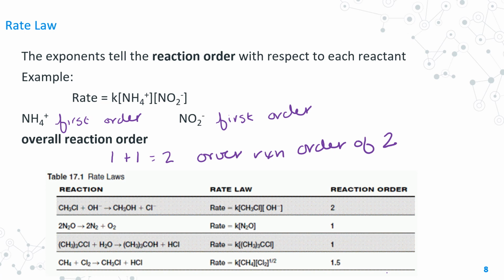If we look at some of the examples down here in our table, here we have a reactant that's first order and a reactant that's first order, so my overall reaction order is 2. Here we only have one reactant, it's first order, so my reaction order is 1. Again, one reactant, reaction order 1. Here's a weird one where we have a reaction order of 1 and a reaction order of a half, so my overall reaction order is 1.5. This is just about adding together those exponents to get an overall reaction order.